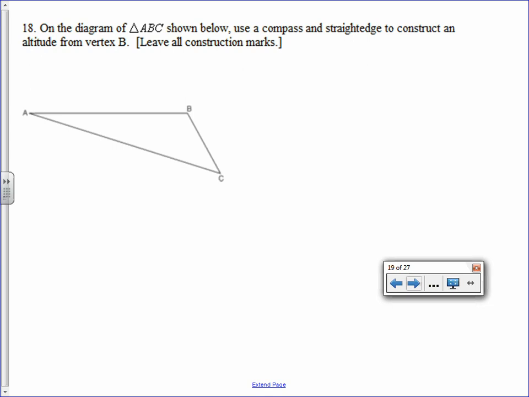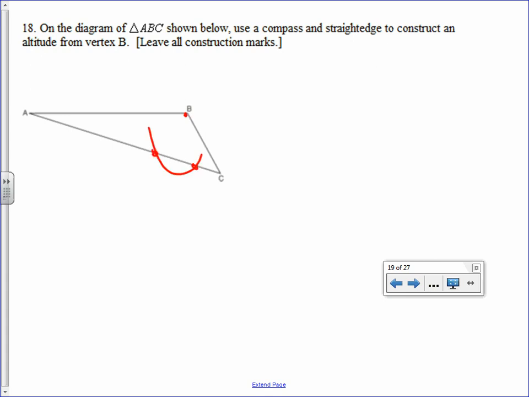Now we got some constructions. Unfortunately, I cannot do constructions on the smart board here, but I can do it freehand. You will not do it freehand. Do not try to do it freehand. Do not think about doing it freehand. Use your compass and straight edge to do your constructions. I want to construct an altitude from vertex B. So I'm going to start by putting my eye here, and I'm going to swing an arc that hits twice.